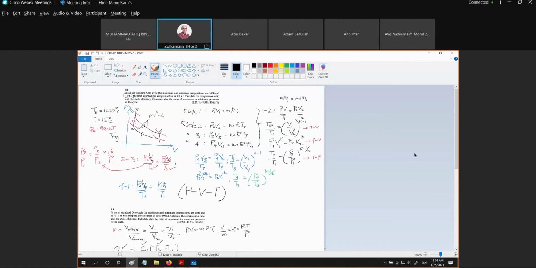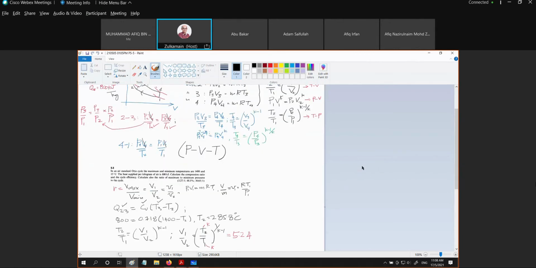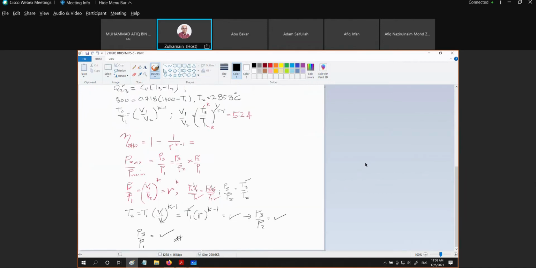Okay, so we have looked at this solution. We haven't finished everything for the question, but I have given the guide on how to get the pressure ratio between P3 and P1. I think that is where we stopped from the last meeting.